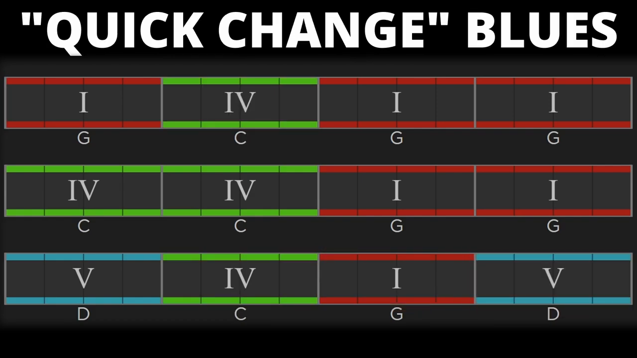We can also make an easy alteration to the 12-bar section by changing to chord 4 in bar 2. This is referred to as quick change blues, because we don't dwell on the one chord so much. Also spot the changes we've made to bars 9 to 12 to add interest.